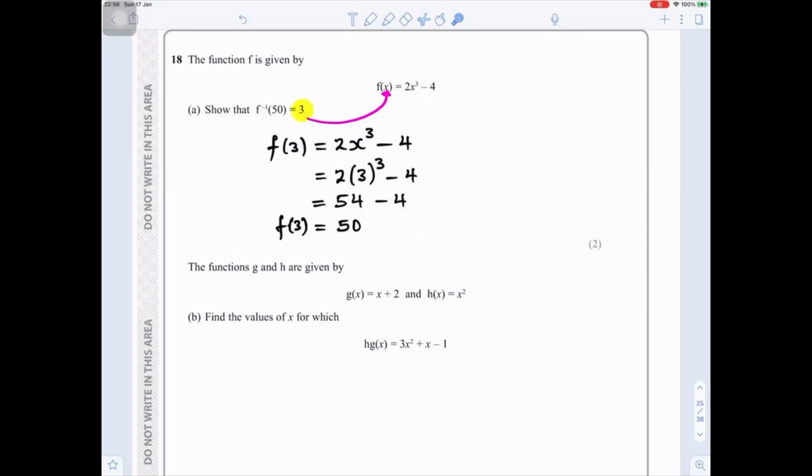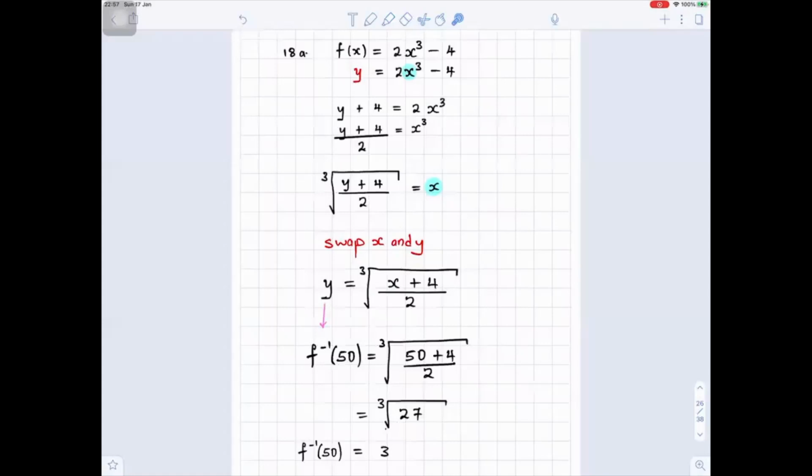The functions g and h are given by g of x is x plus 2 and h of x is x squared. Find the values of x for which hg of x is equal to 3x squared plus x minus 1. Also, for question 18a, where f of x is 2x cubed minus 4, there's another way to do it.